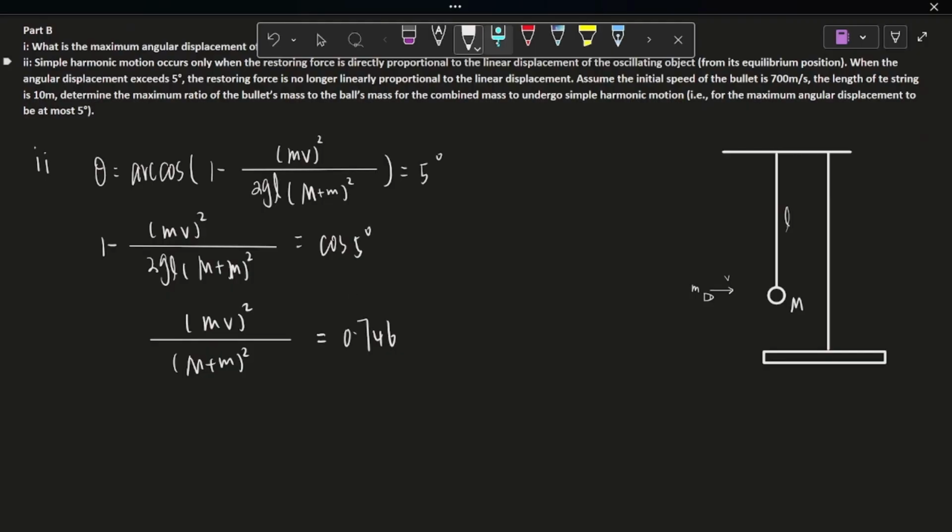And then we divide v squared on both sides. After plugging in 700 meters per second, we can get m squared over (m plus M) squared actually, is equal to 1.522 times 10 to the negative 6. Okay, that is the ratio of m squared over (m plus M) squared.